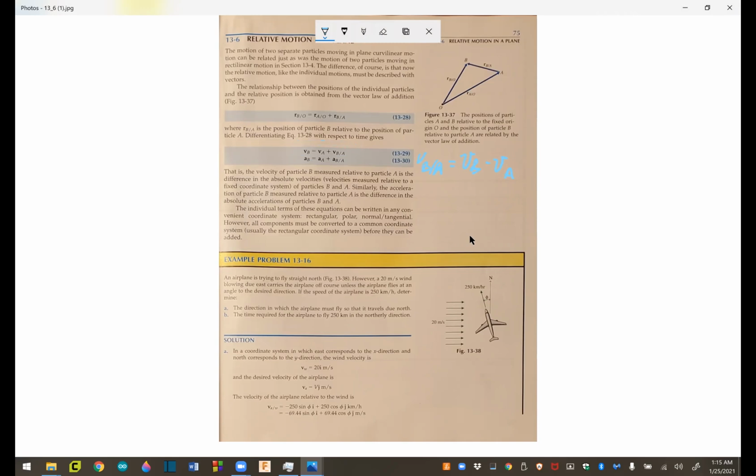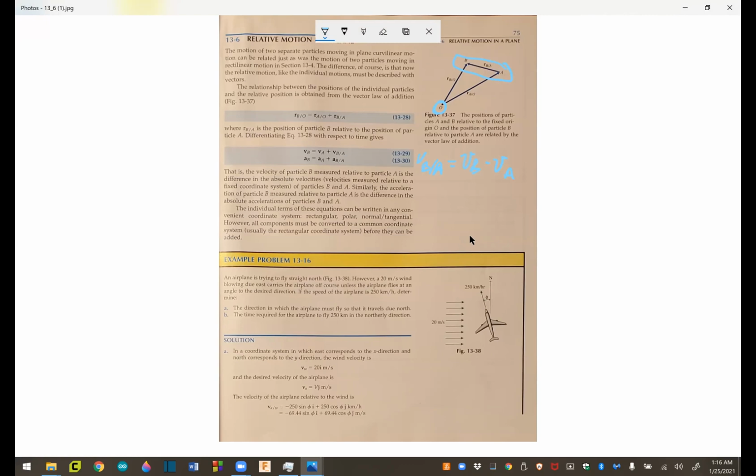when they do the position vector, they're looking at figure 13-37, and they're saying, hey, if I have a reference of the origin, and I want to know where B is relative to the origin, then this is the position of B relative to the origin, or B relative to O. All right, and then I have the position of A relative to O is just this vector here.